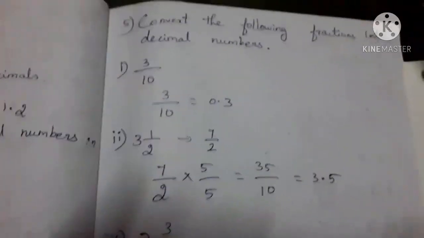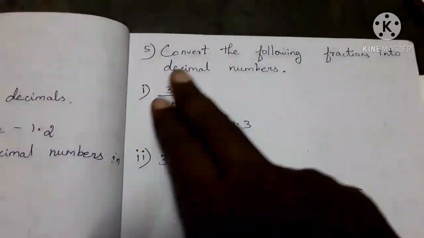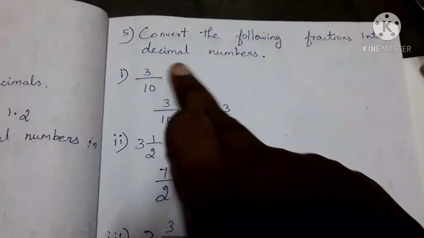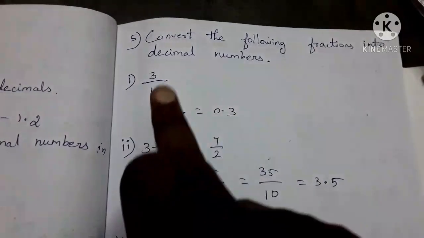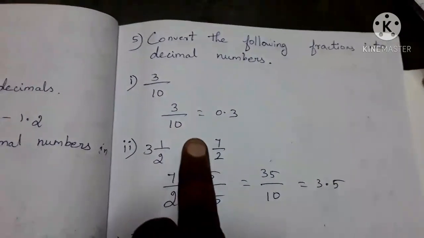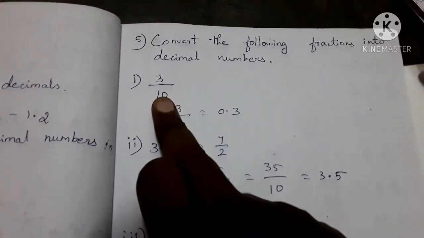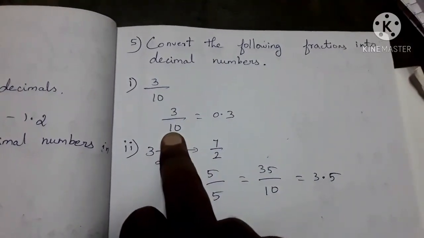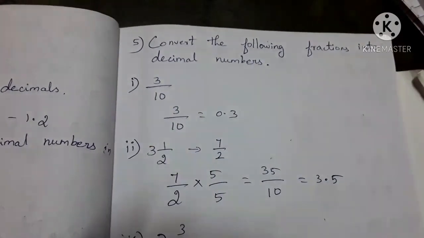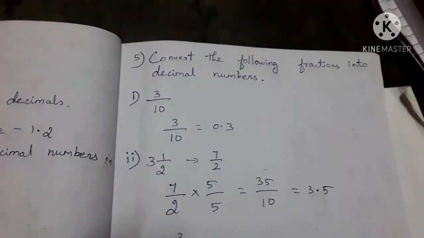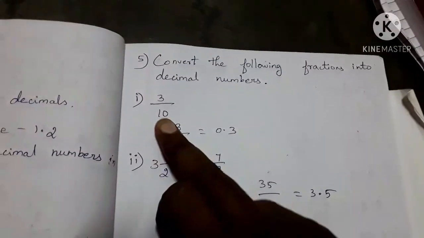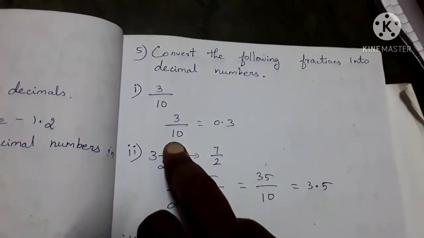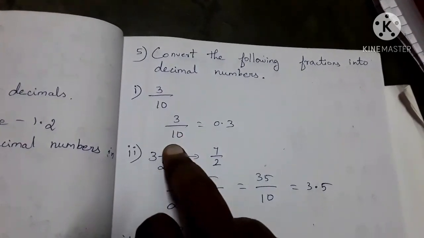Next, in this exercise we are going to see fractions and decimals. Here we do the conversion. Convert the following fractions into decimal numbers. When we convert a fraction into a decimal number, our denominator should be a multiple of 10, that means 10, 100, 1000. If it has zeros, we can write the decimal easily. So we have to write it by 10 or 100 or 1000.